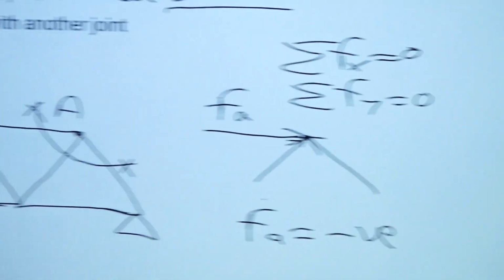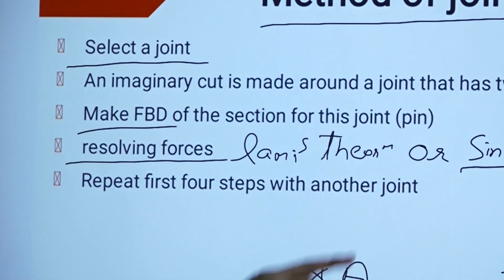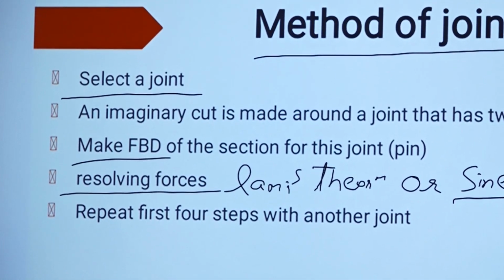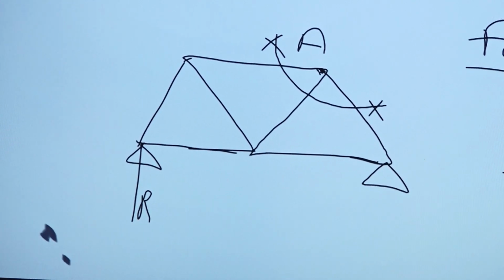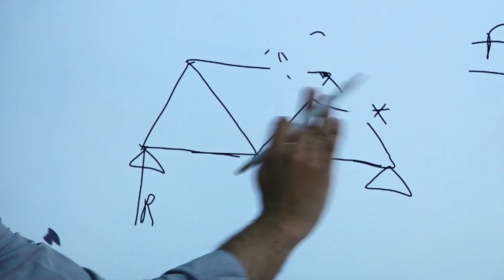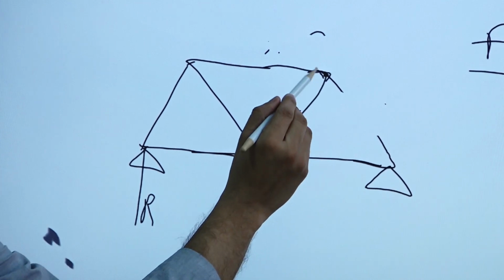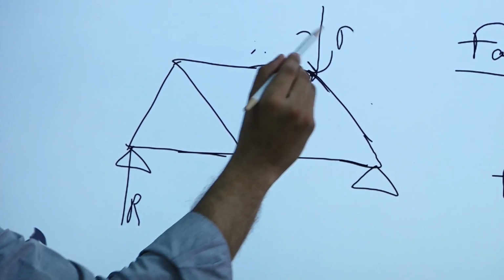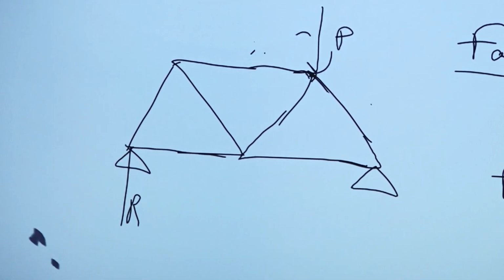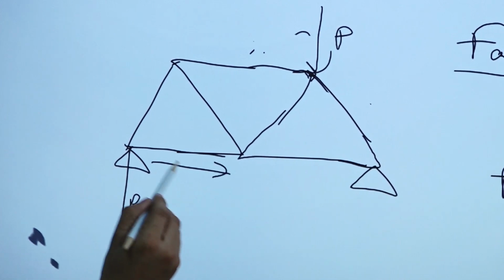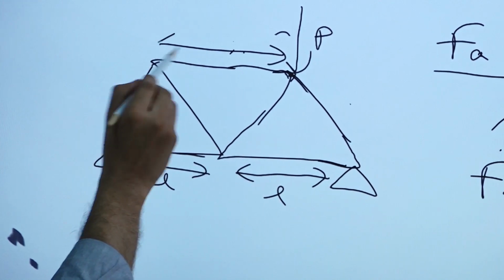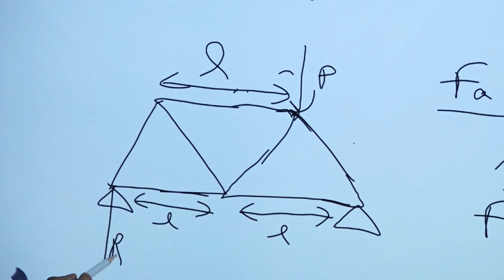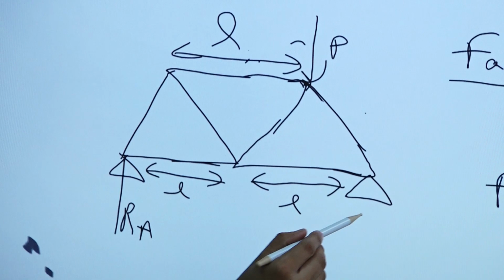The final step is to repeat the first 4 steps with another joint. Suppose we are going to find this reaction here. Suppose we have been given a force P here, and the length is L everywhere. We have to find this reaction RA, and RB.